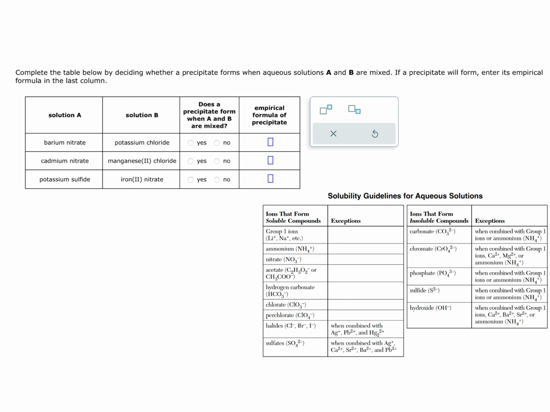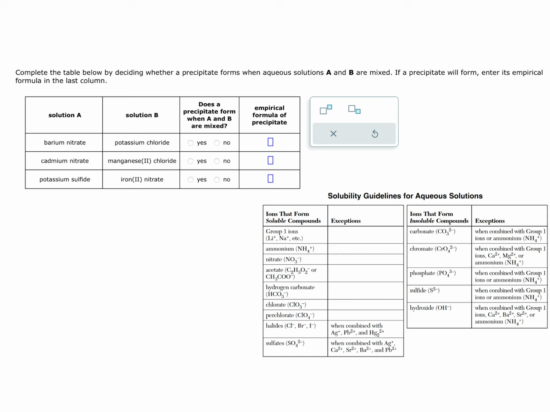For this question, we're given the following solutions that are mixed together, and then we're asked to find if a precipitate forms. And if a precipitate forms, what is the empirical formula of that precipitate? And so to answer this question, we kind of have to think about what we're mixing together.